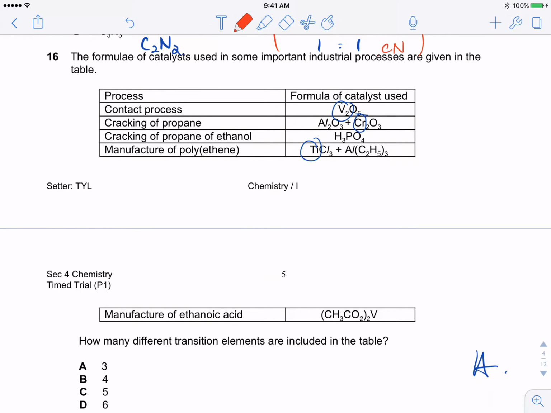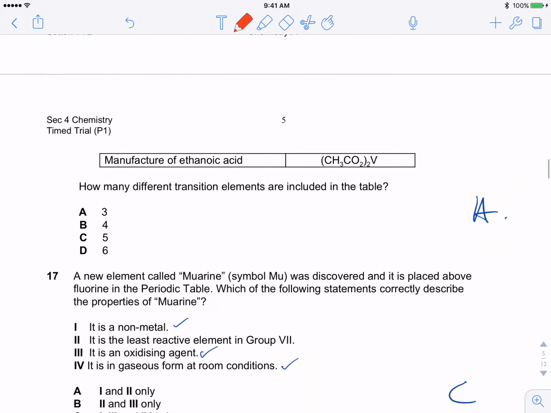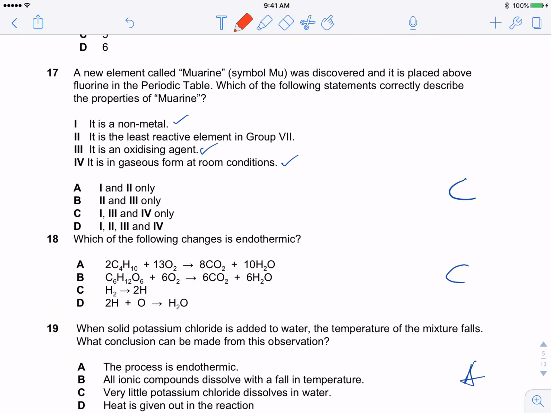Okay, question 16. The formulae of catalysts used in some processes are given in the table. How many different transition metals are included in the table? Now I've circled all the transition metals. So as you can see, there are 3. Aluminium is not a transition metal. Aluminium is part of the main group. Vanadium has appeared before, so don't double count it. Okay, so there's 3.